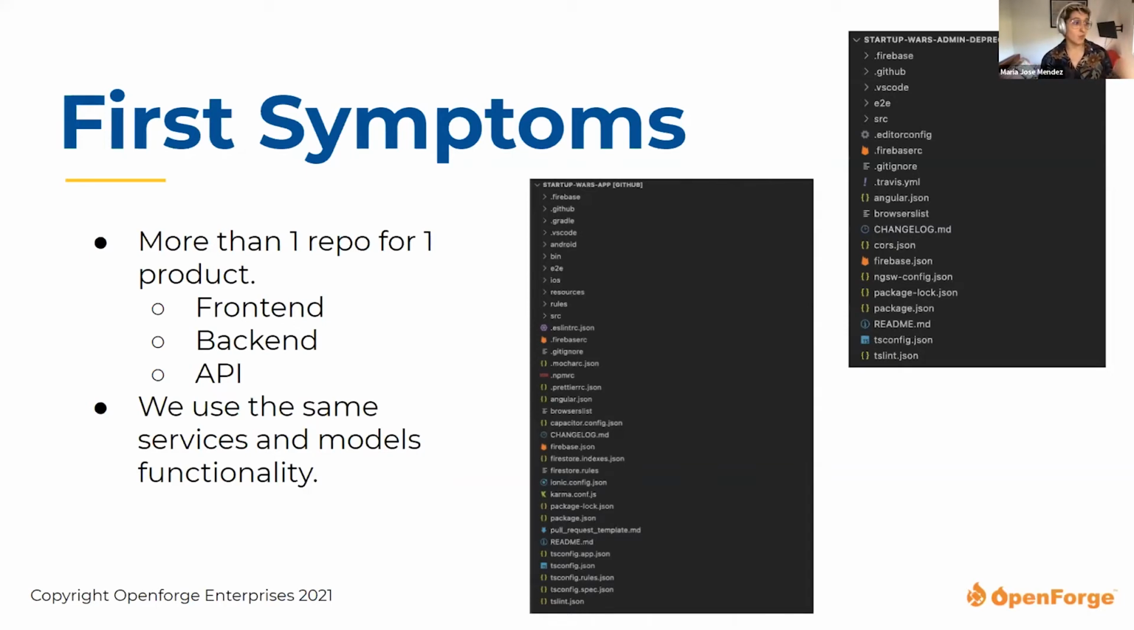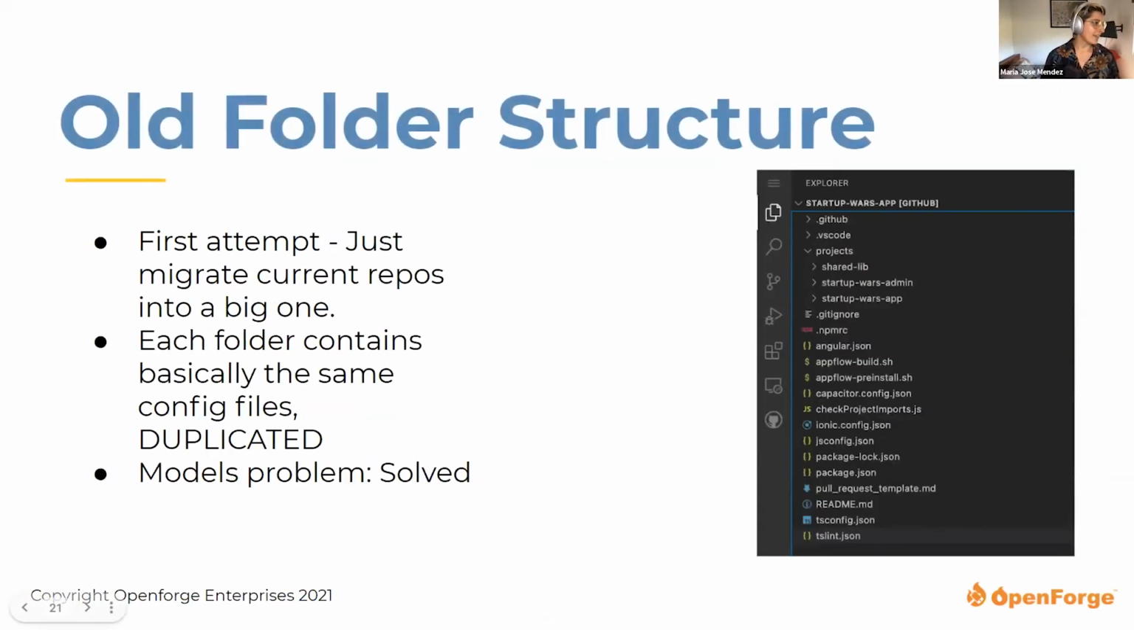And basically what we did first was to try to get all those repositories into just one big one. So in the first attempt, we accomplished sharing the models that we were having in the 3 repositories, but at that time we basically just copied and pasted and did some configurations on the package.json, but we were still having a lot of duplicated code. We just solved one problem at a time.